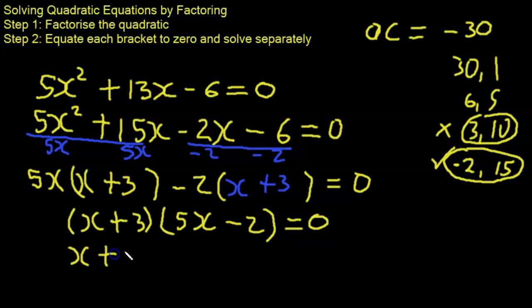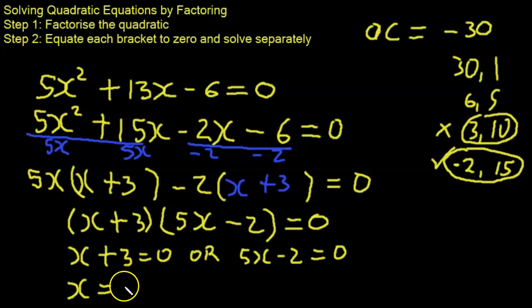So we equate x plus 3 to 0, and we have 5x minus 2 is equal to 0. So we're saying both brackets multiply to give 0, which means one of them has to be 0. So solving this, subtract 3 from both sides, so x plus 3 equals 0 becomes x equal minus 3. Here, we add 2 to both sides, so 5x minus 2 equals 0 becomes 5x equal to 2.